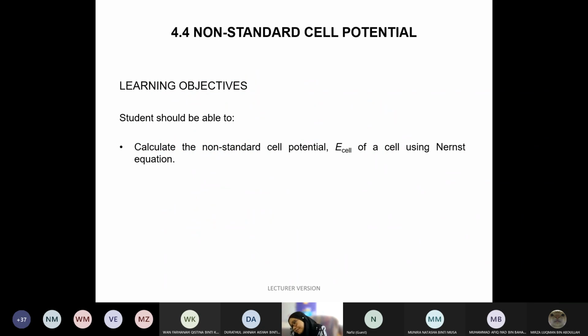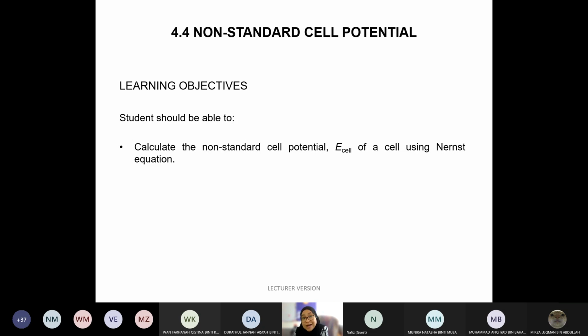Okay, guys. Moving on to the next subtopic, which is non-standard potential. So by right, this week, guys, we have to finish this topic. Next week, we shall start with topic 5, our very last topic of the semester, one of the killer topics. So please be prepared for topic 5. Kita kena habiskanlah topic 4 ni by this week. Okay, non-standard cell potential. I believe this is the second last subtopic in topic 4.